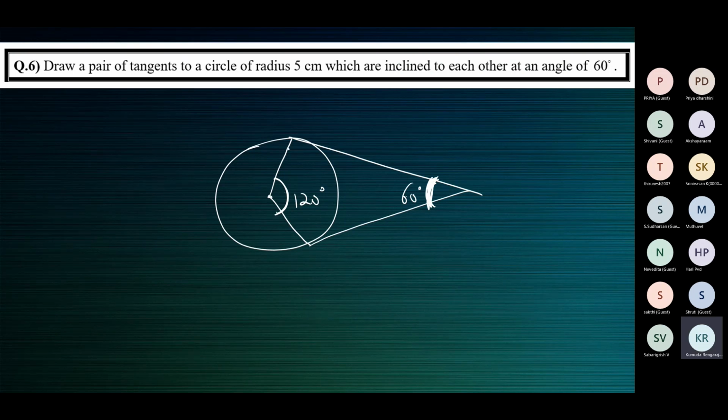Okay, now we know that these angles are 90 degrees. Radius of the circle is 5. That's all. Just use this figure and construct.